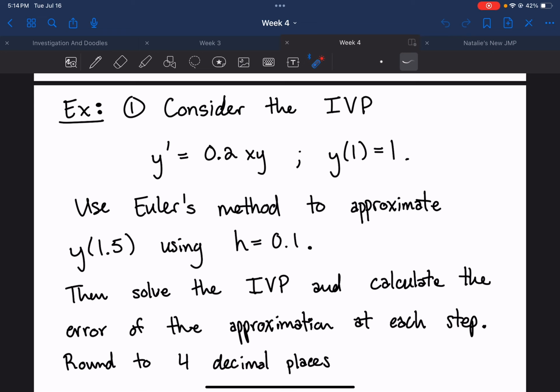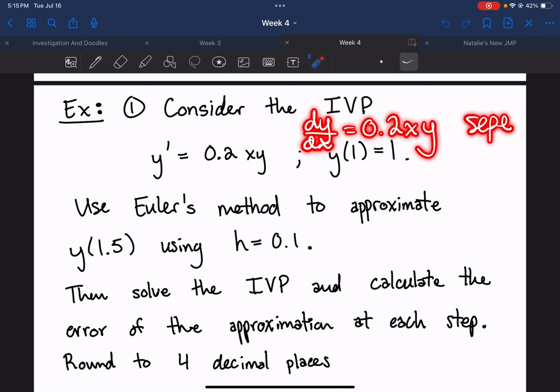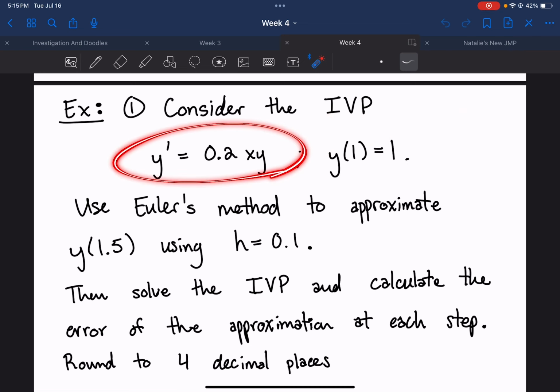And then, after you do this approximation, I'm going to solve this initial value problem and calculate this error at each step. And I'm going to round everything to 4 decimal places. So this, dy/dx equals 0.2xy, is separable. I can separate these and solve it. I can solve this exactly, but I'm going to use Euler's method first.